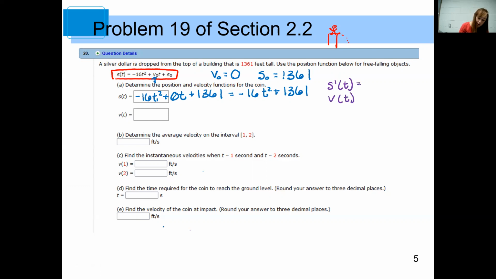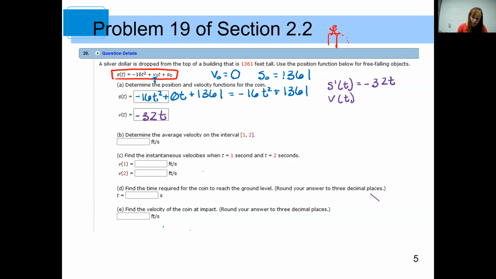So s prime of t, now that we have that, we apply the power rule to that first term, giving us a negative 32t. And again, that comes from the acceleration of gravity. That coefficient, the acceleration of gravity, is negative 32 feet per second squared. If you encounter a problem like this using the metric system of measurements, you're going to have a 9.8, or you might have it as 10 or something like that. And then the derivative of a constant is just going to be 0. So for our velocity function, we have v of t equals negative 32t.